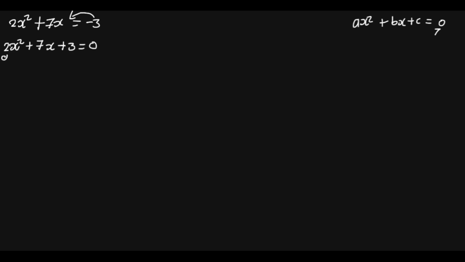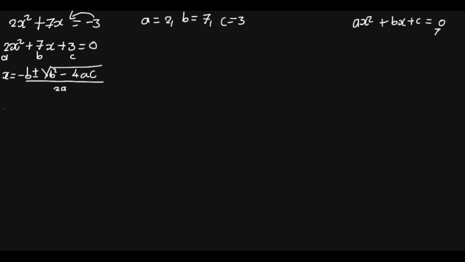So we can assign a, b, and c. The value of a is the coefficient of x squared, which is 2. The value of b is the coefficient of x, 7. The c is 3. So we can apply the formula: minus b plus or minus the square root of b squared minus 4ac, divided by 2a. We can now substitute. Where there is b, we can see that it is 7 plus or minus.